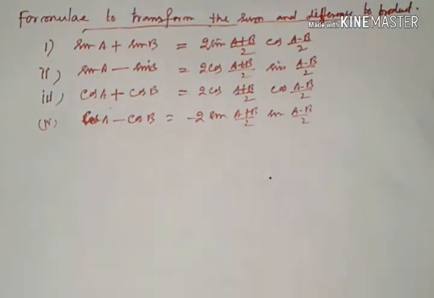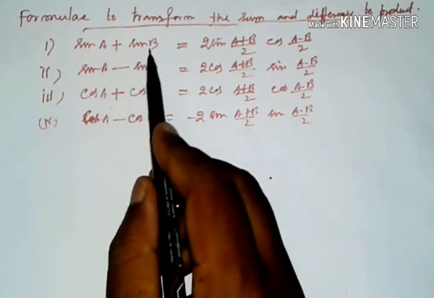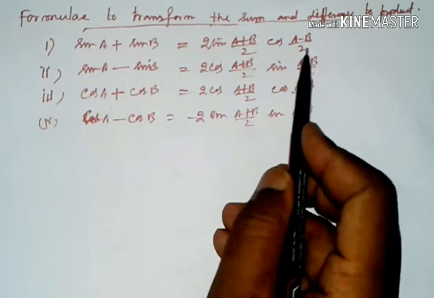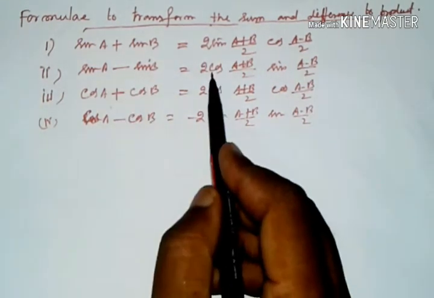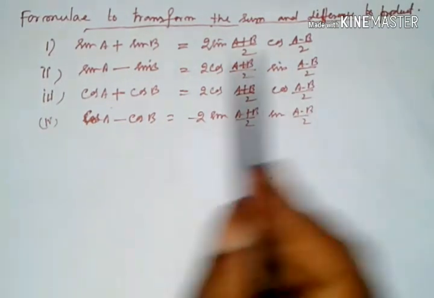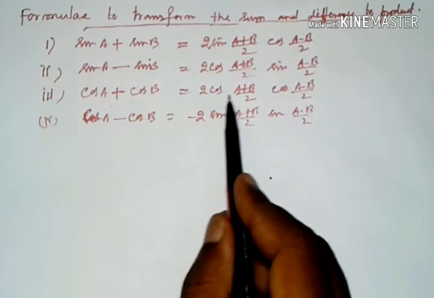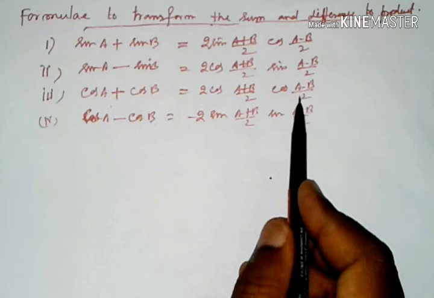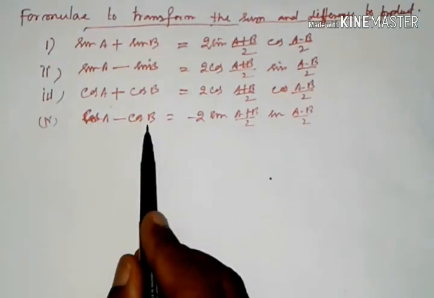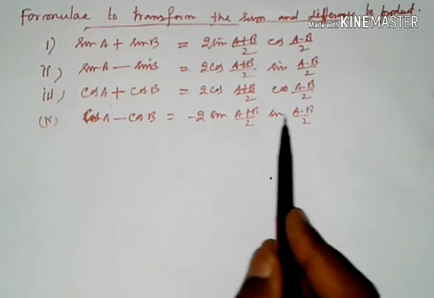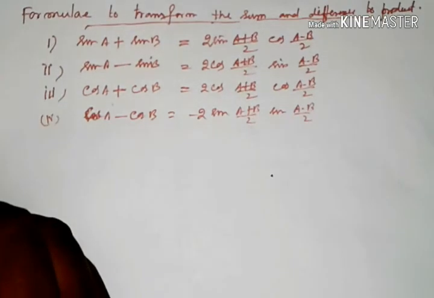Here is sin A plus sin B, 2 sin A plus B by 2 cos A minus B by 2; sin A minus sin B, 2 cos A plus B by 2 sin A minus B by 2; cos A plus cos B, 2 cos A plus B by 2 cos A minus B by 2; and cos A minus cos B, this is minus 2 sin A plus B by 2 sin A minus B by 2. Now the proof.